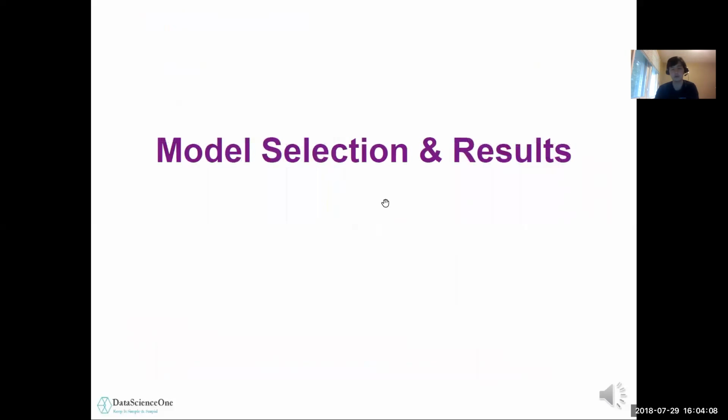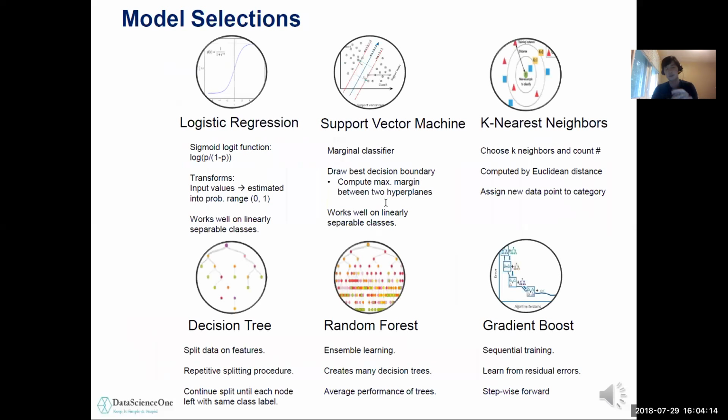So now let's talk about the model selection and the results of our ED admission problem. In terms of model selection, I ended up testing 6 different classification algorithms of my choice. First is logistic regression. Logistic regression uses a sigmoid logistic function to transform the input feature values and calculate a probability range as an output from 0 to 1 to separate the class labels. The second is the support vector machine. It is a type of margin classifier interested in drawing the best decision boundary by computing the maximum margin between 2 hyperplanes. It works well on linearly separable class problems as well.